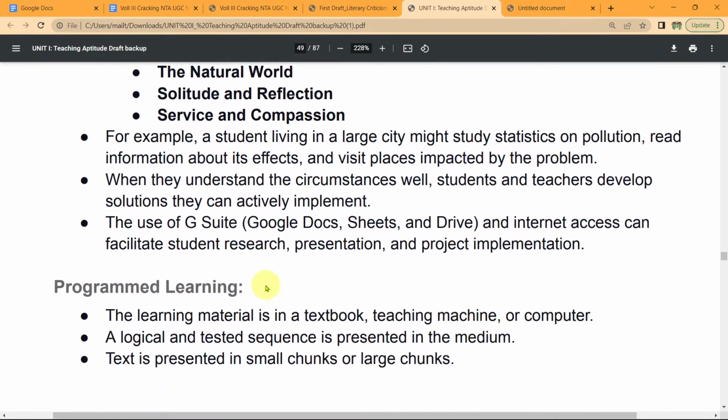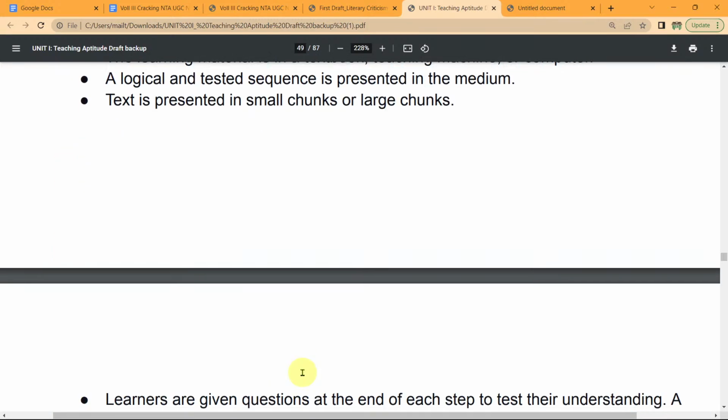Anyway, again, programmed learning is something like learning material in the textbook, teaching machine or computer. So whatever you learn through a program will be called programmed learning. And if a teacher uses that method, the material will be in text or presented in small chunks or large chunks. Got it?